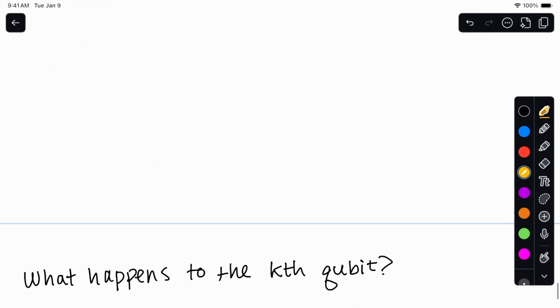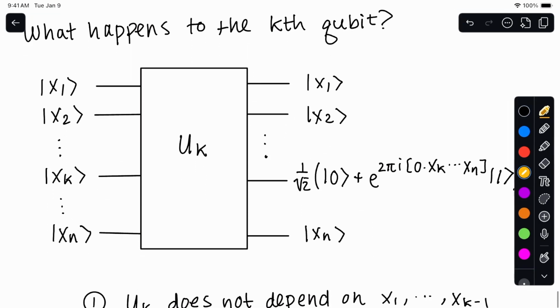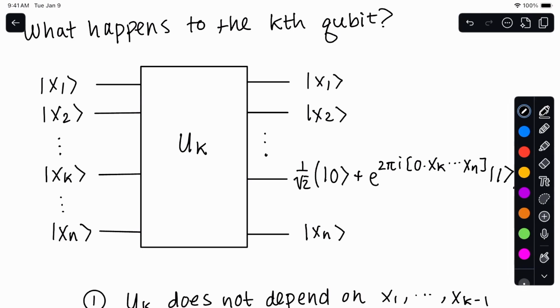So let's talk about what happens to the kth qubit during the quantum Fourier transform. We said that we could express the action of QFT as a tensor product. That means we could write it as n unique steps, where first we apply the unitary to x1, then we apply a unitary to x2, and so on all the way to n. So we can consider the kth one, and after we apply that, all of the other qubits would be unchanged, and only xk would be changed. And it would change in the way that we found before.